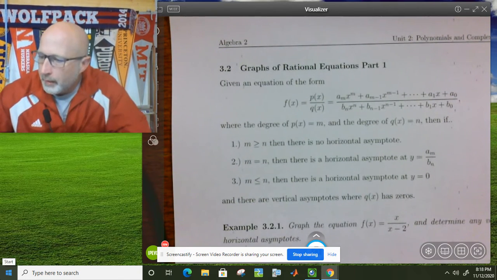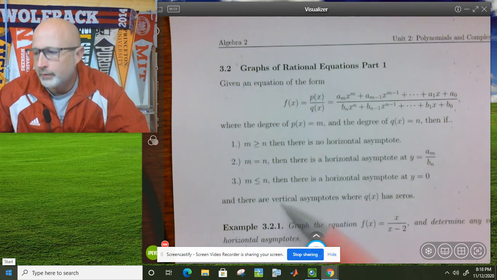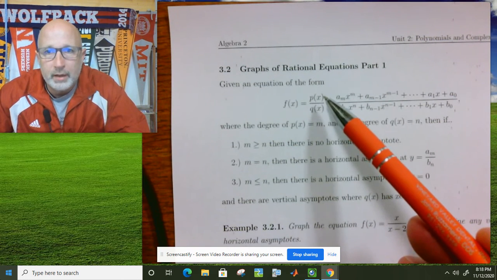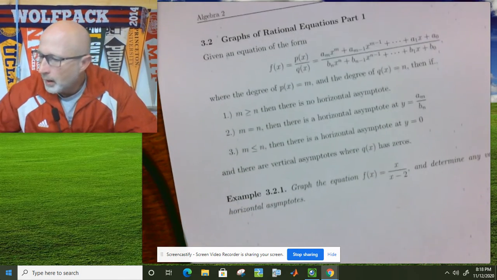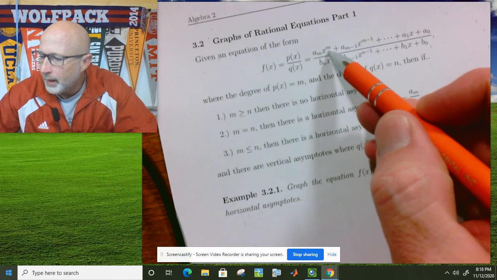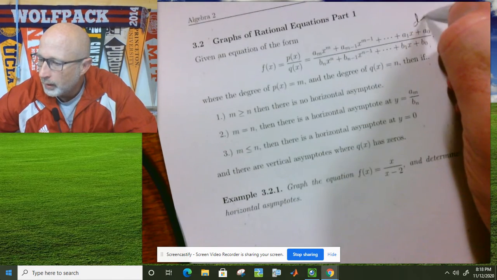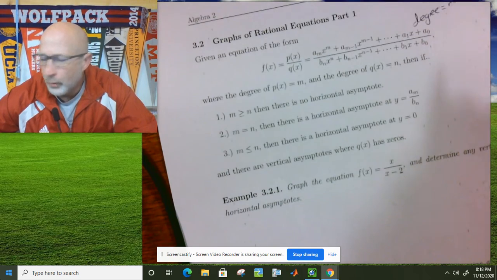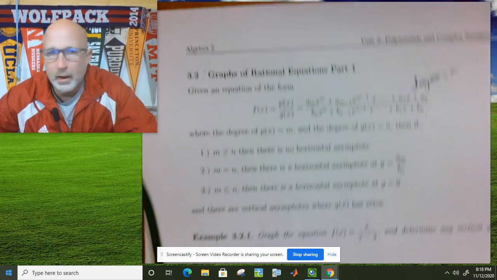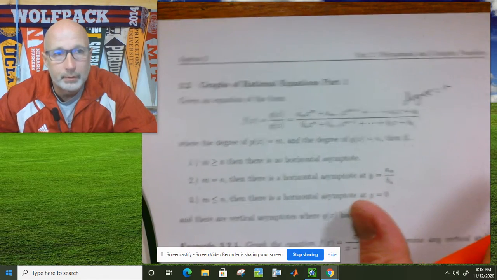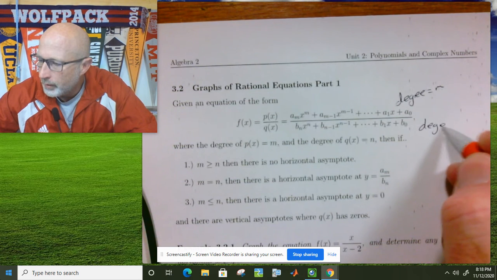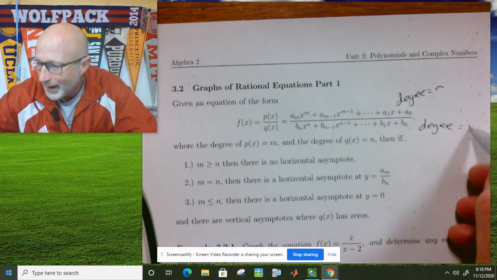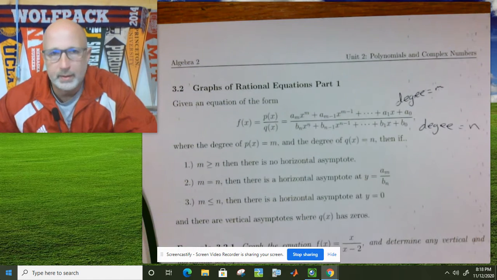Okay, so if you're given an equation of the form f of x is equal to p of x over q of x, where p of x and q of x are both polynomials, and the degree of the top is m. Remember what degree is? Degree is the highest power in that polynomial. So I'm just saying assume m is the largest here. And then the degree of the denominator is equal to n, because n is going to be the biggest. Then we have a couple of things that are going on here.